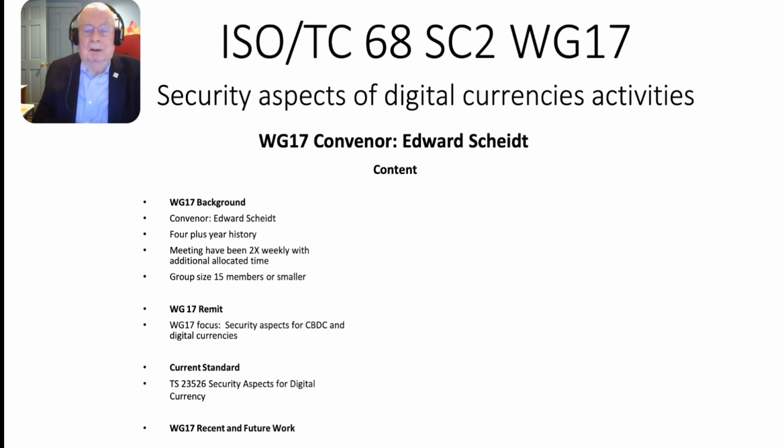The focus of Working Group 17 is really on one standard, and the current standard is Technical Standard 23526, Security Aspects for Digital Currency. And basically what that includes is security aspects, talking various ways of looking at security for CBDCs, or central bank digital currencies. And of course, the focus there would be digital currencies. So this is looking to the future type of standard. Next slide, please.